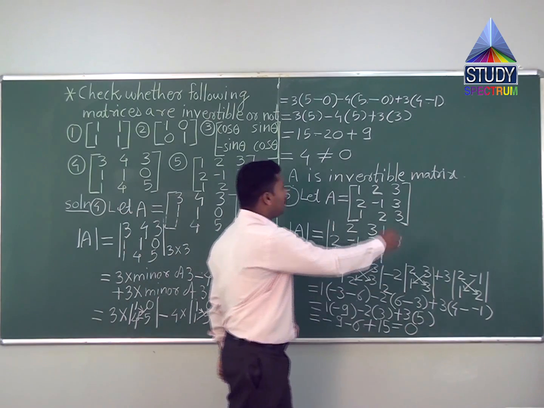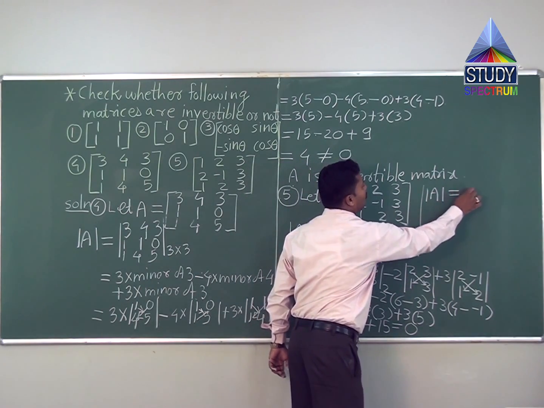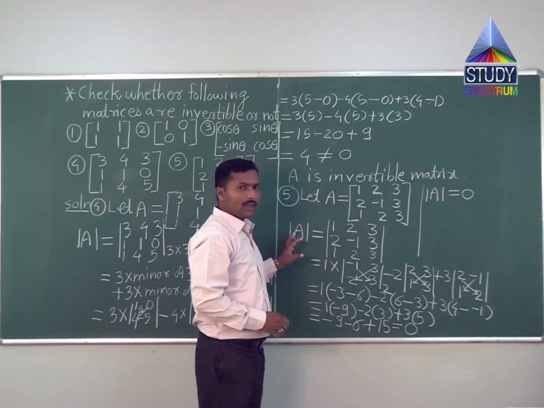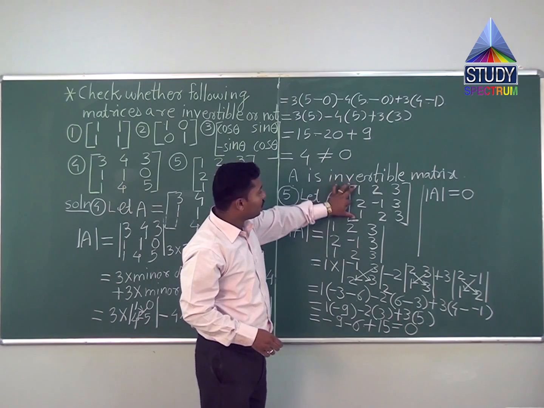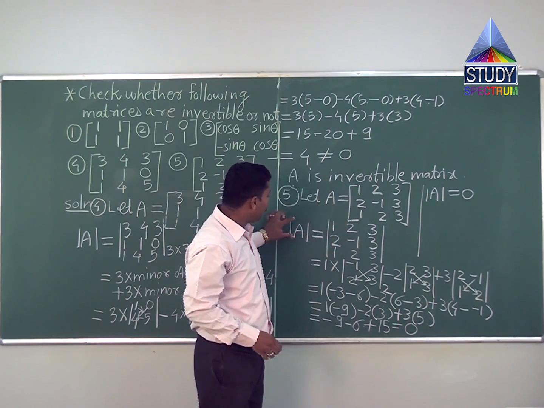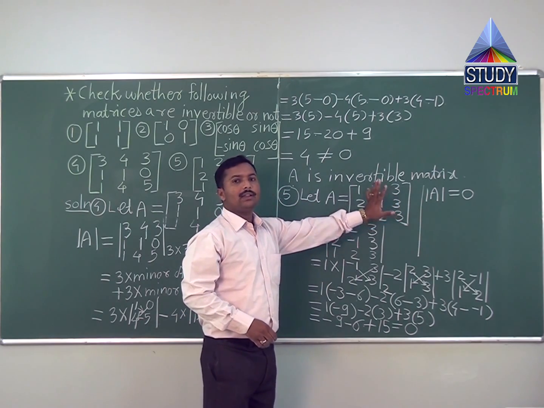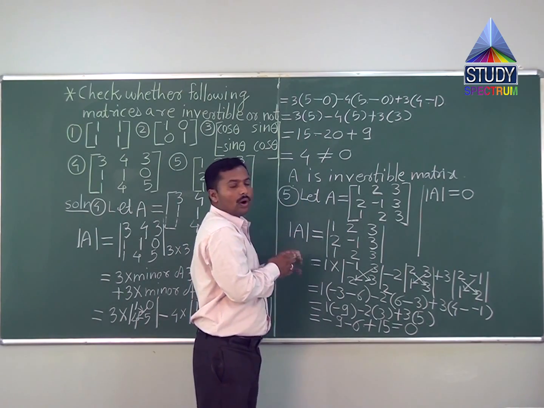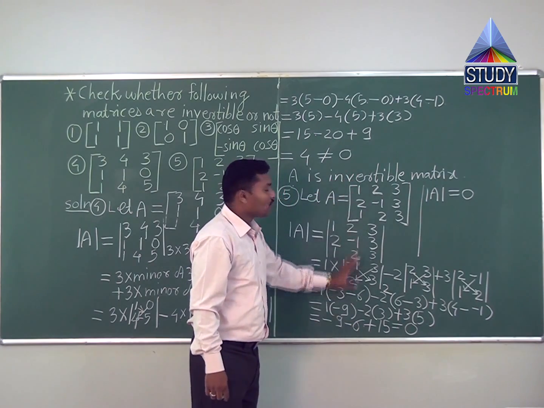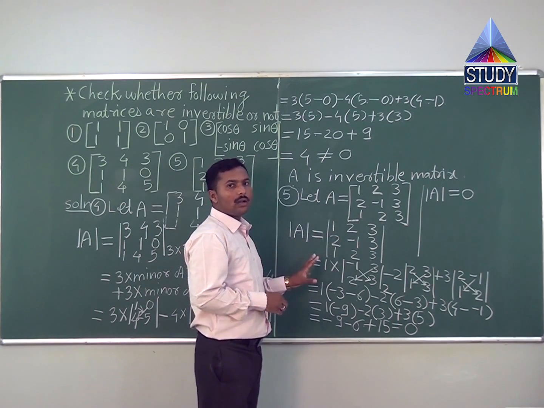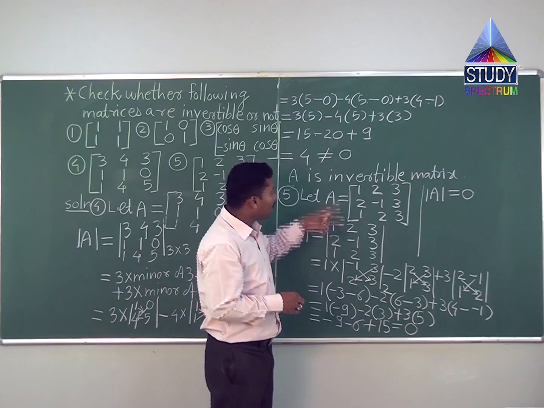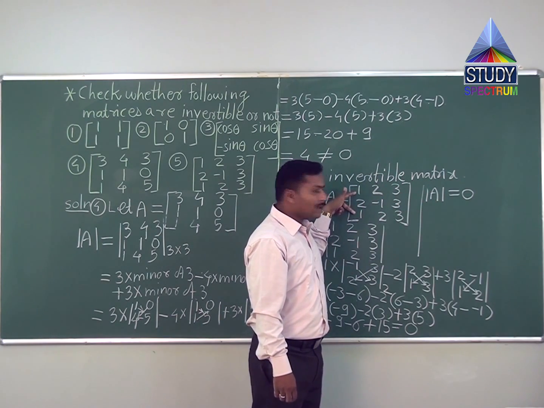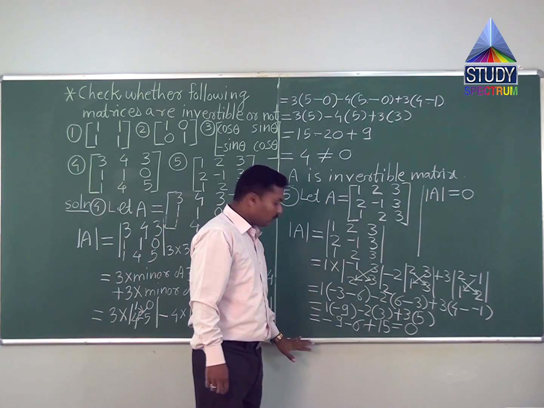So determinant of this matrix equals 0, and therefore this matrix is not invertible. You can directly write determinant A equals 0 since these two rows are equal. If you understand this quickly, then write it; otherwise follow the procedure of the determinant. Sometimes it is not possible for every student to quickly see that two rows are the same, so the determinant will be 0. So if it doesn't click quickly, directly find the determinant.